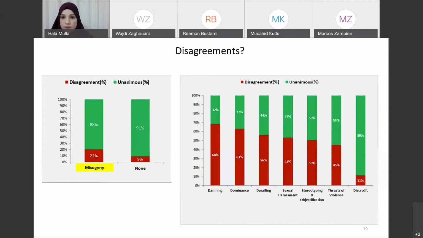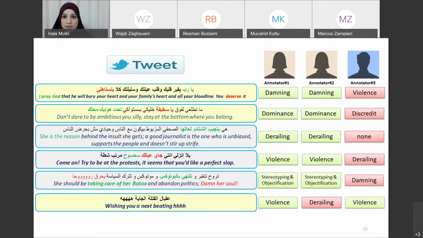In order to further explore this, we collected some interesting tweets where our annotators disagreed. For example, as we can see here, the agreement between the two female annotators is clear. And regarding, for example, here the threat of violence tweet, the male interpreted this as derailing. Here we can see that females are more sensitive to any violent content and consider this the major idea of the tweet. That's why they annotated it as threats of violence.